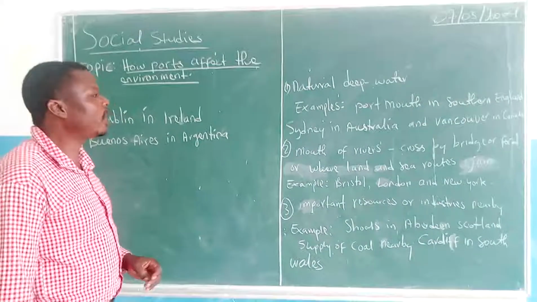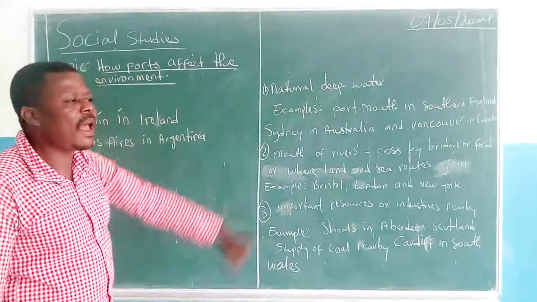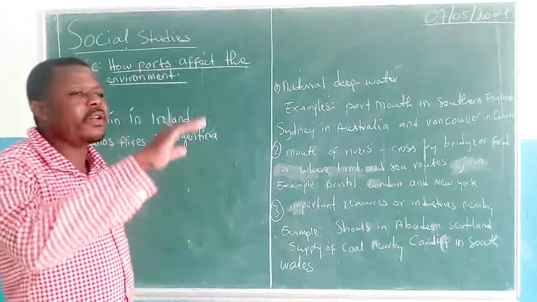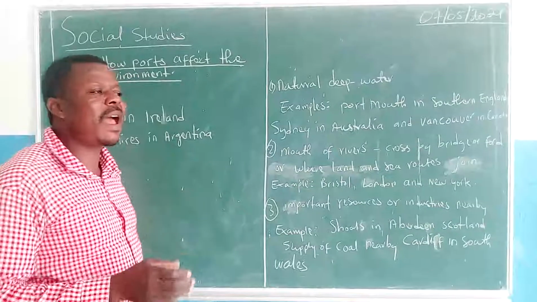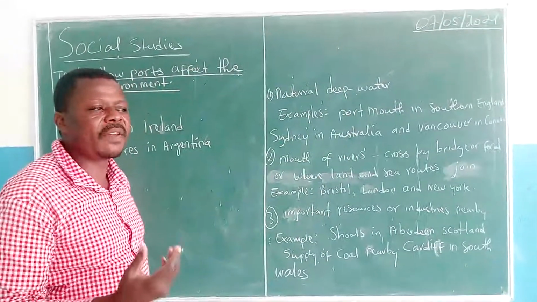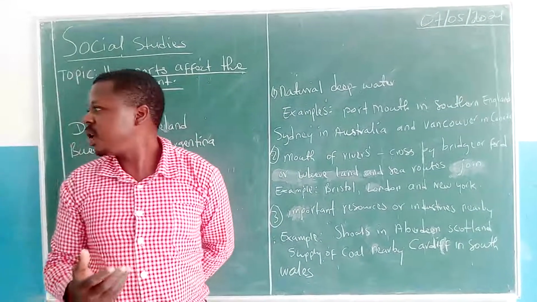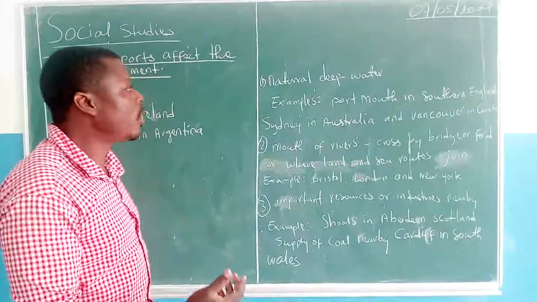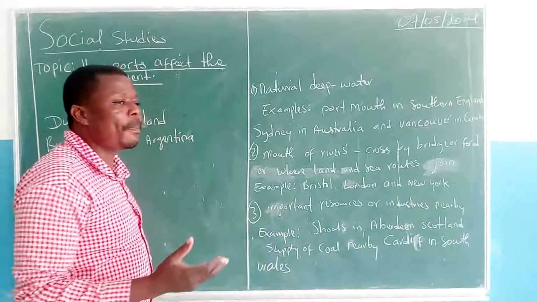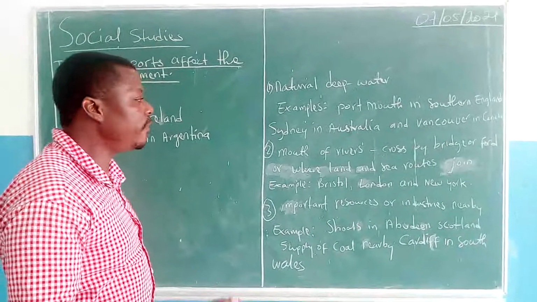And the first was what? Natural deep water. And we said those areas of the coast which are sheltered have natural deep water. This natural deep water is a very good place for the launching of ships and boats. So places with natural deep water led to the development of towns, cities, and industries, and even fishing villages.